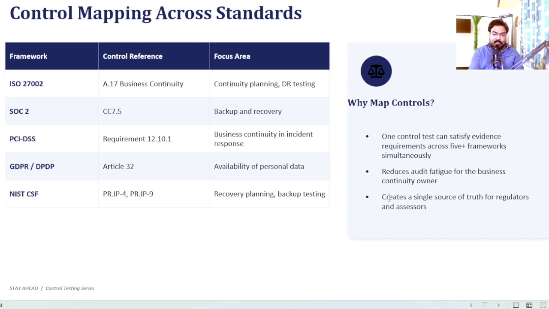PCI DSS calls it out in requirement 12.10.1 as part of incident response. GDPR and India's DPDP law both require it under Article 32, availability of personal data. And NIST CSF captures it in PR.IP-4 and PR.IP-9, recovery planning and backup testing. Why does this matter? Because one well-executed test can satisfy evidence requirements across 5 or more frameworks at once. That's a huge time saver, and it gives you a single source of truth you can hand to any regulator or assessor who comes asking.